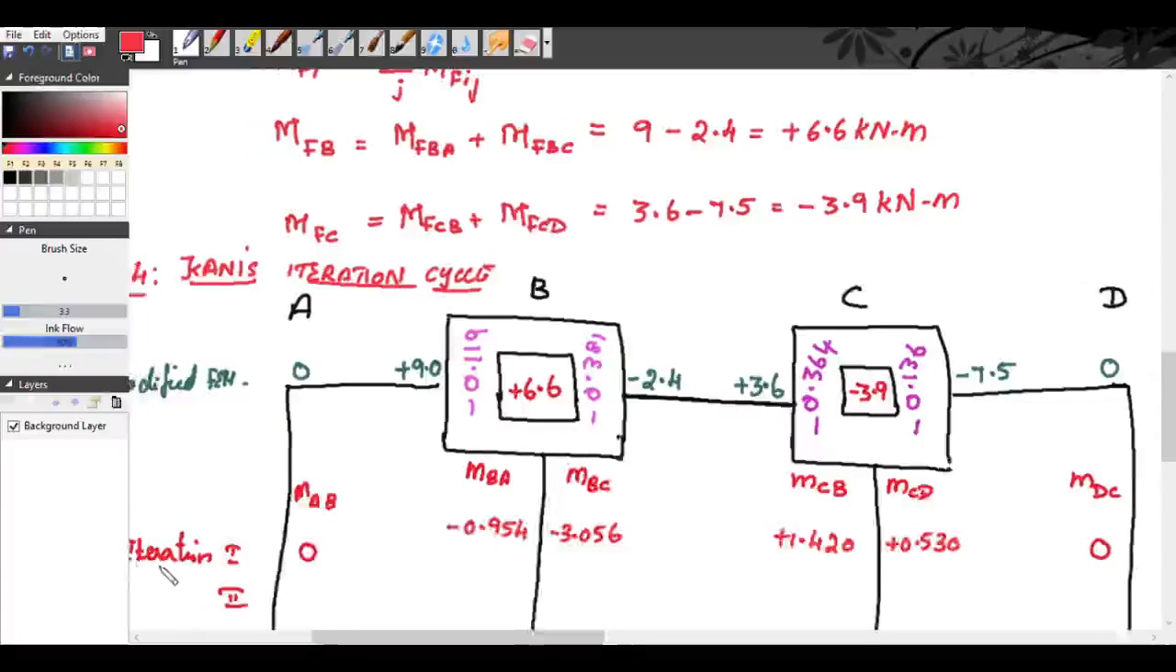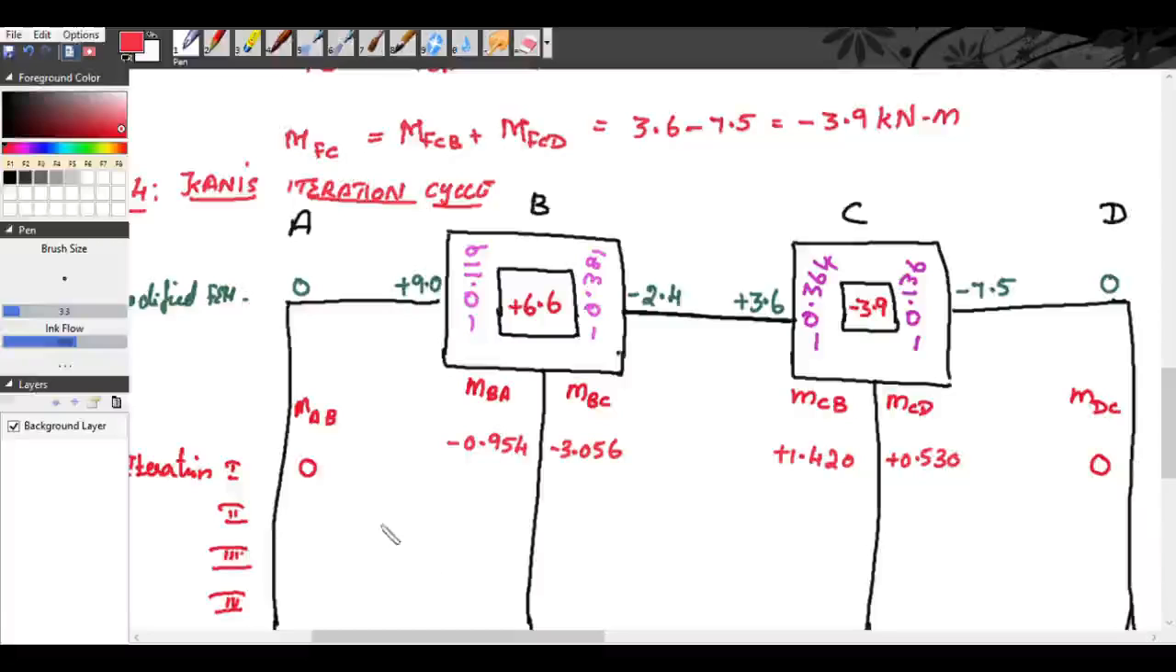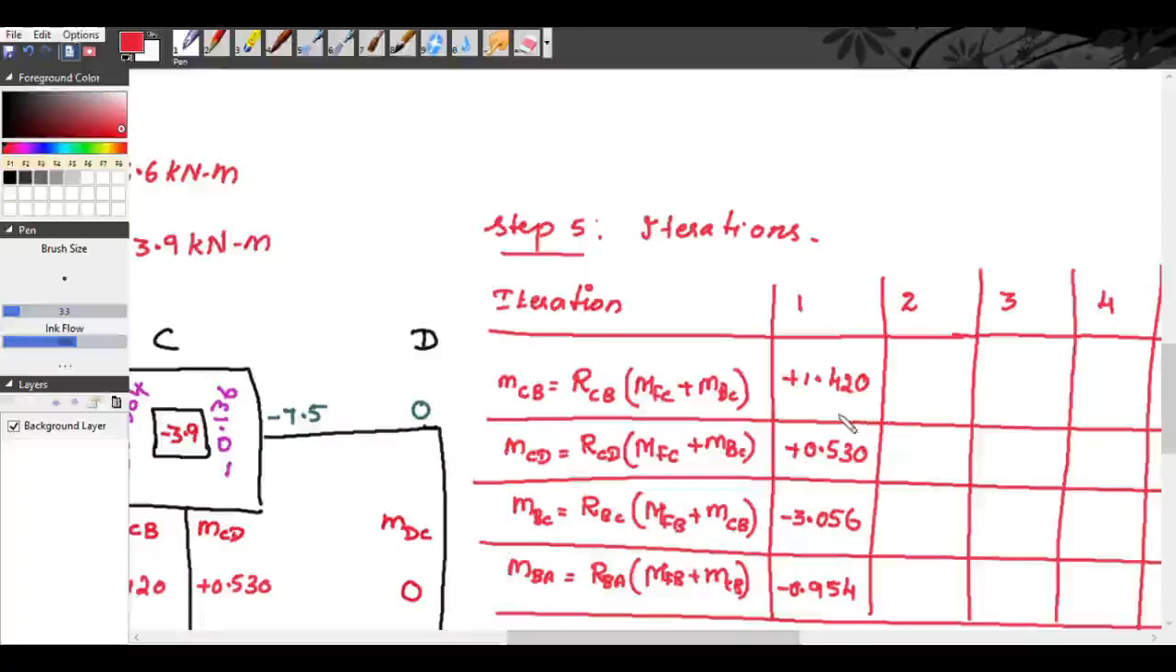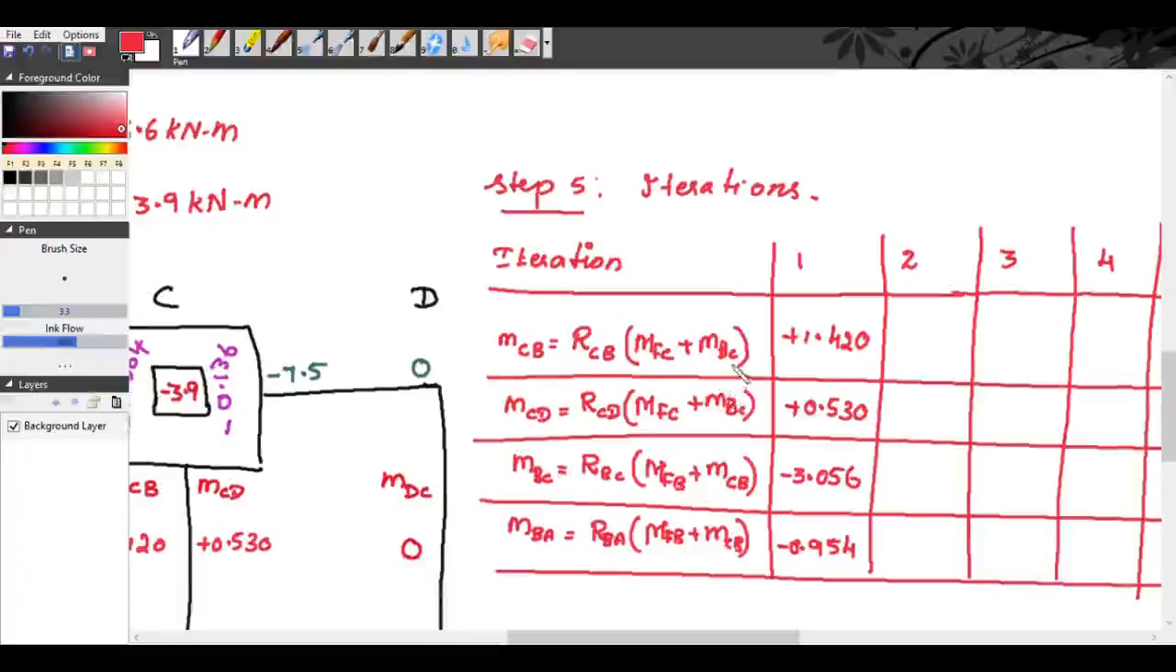Now we will move on to our second iteration. For the second iteration, the formula remains the same. The only difference is the change in MBC. For this MBC, you have to use this value, that is minus 3.056. All the remaining things remain the same.